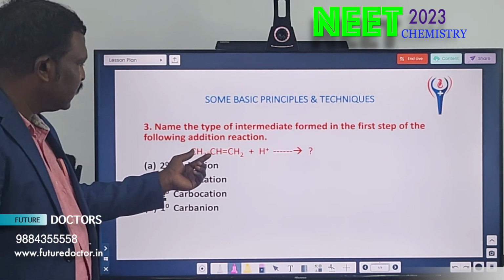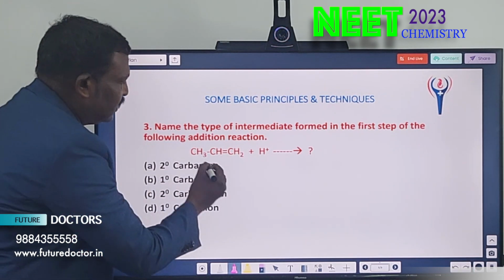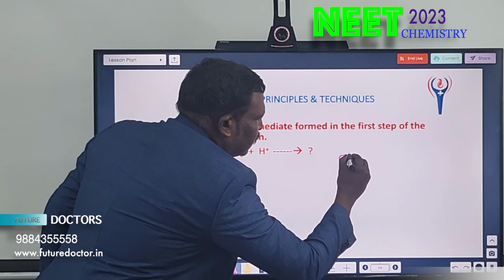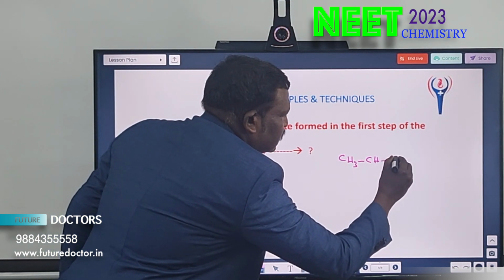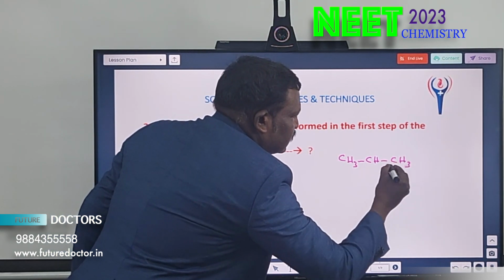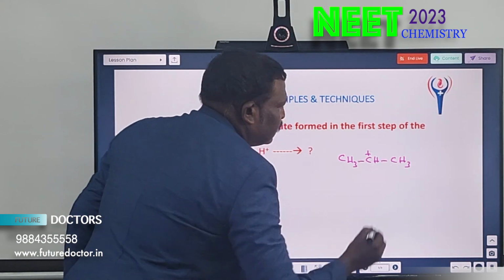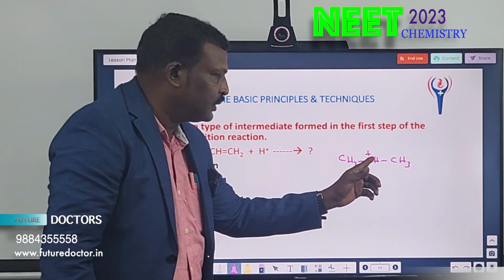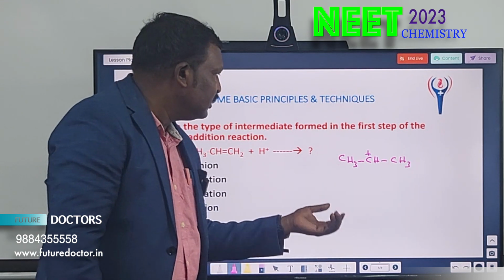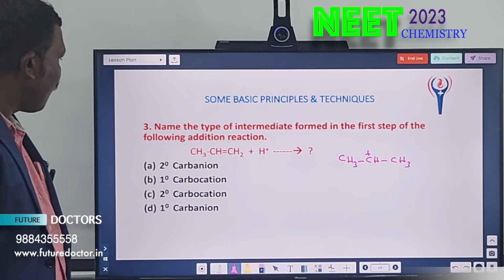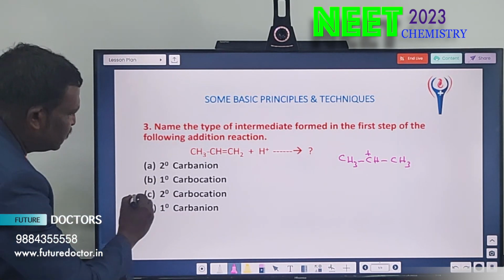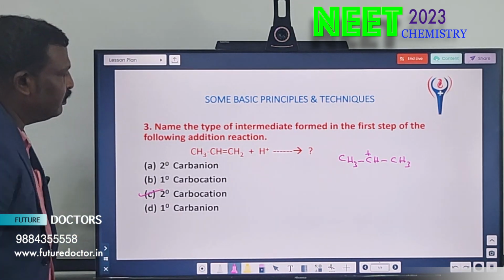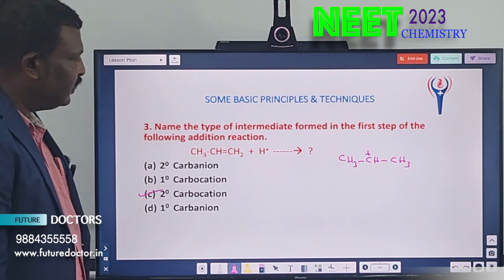So the possible product is what? Suppose when you do protonation, so these will be the possibilities. CH3, okay, CH, understood? Here single bond, CH3, understood? So these will be the possibilities. Okay, so this carbocation is called secondary carbocation. This will be the intermediate in the first step. Okay, right. So here secondary carbocation. Secondary carbocation means this is the answer. Secondary carbocation is the intermediate. Understood? Are you following? Okay.